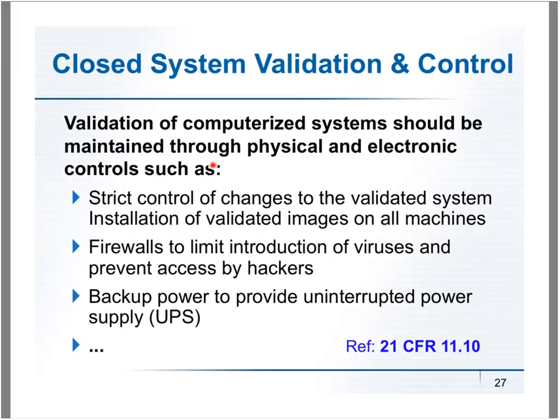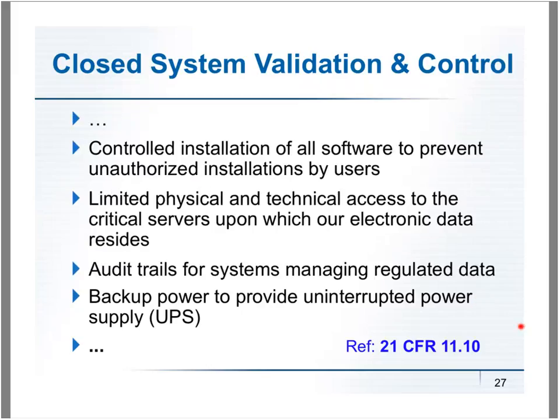It is to be maintained through physical and electronic controls such as strict controls, firewalls, and use of backup power. When you set up an IT department, you will have a backup generator, a whole system, so that if there's a disaster and the power in the building or the hospital goes out, you still have power to your electronic data. It must have uninterrupted power. And usually the generator goes on when that goes off. I mean, that's the way I set them up. And the list goes on.